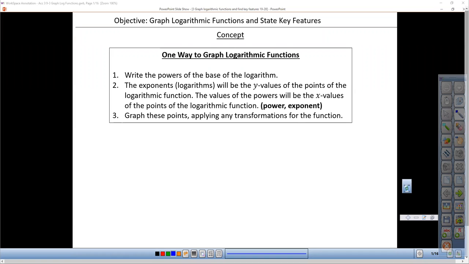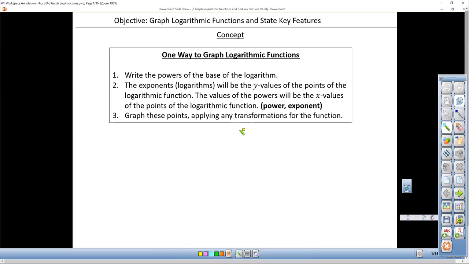Page. In this lesson, we are going to talk about how to graph some simple logarithmic functions by hand. So we're going to look at one way that we can graph a logarithmic function. Let's say we want to graph, for example, a logarithm that is base 2, which will be one of the ones we focus on.